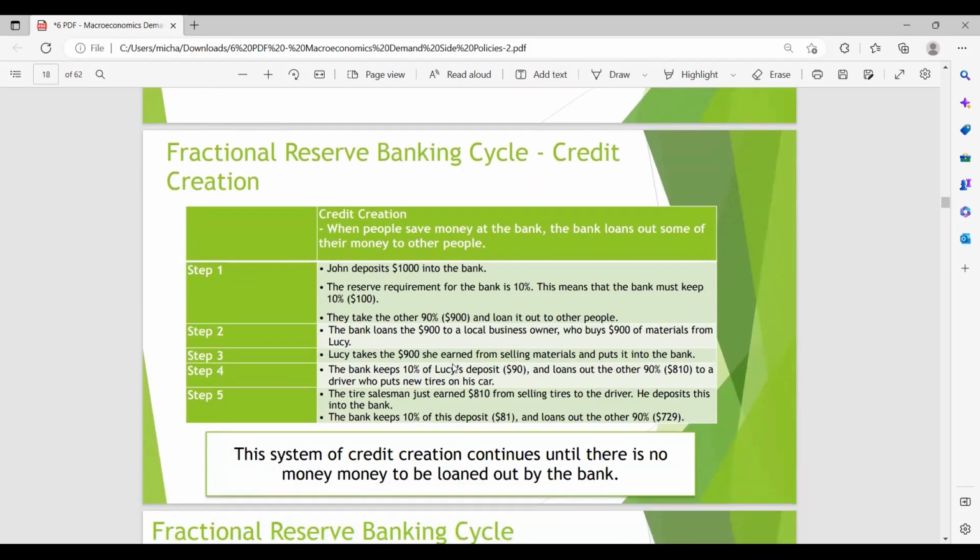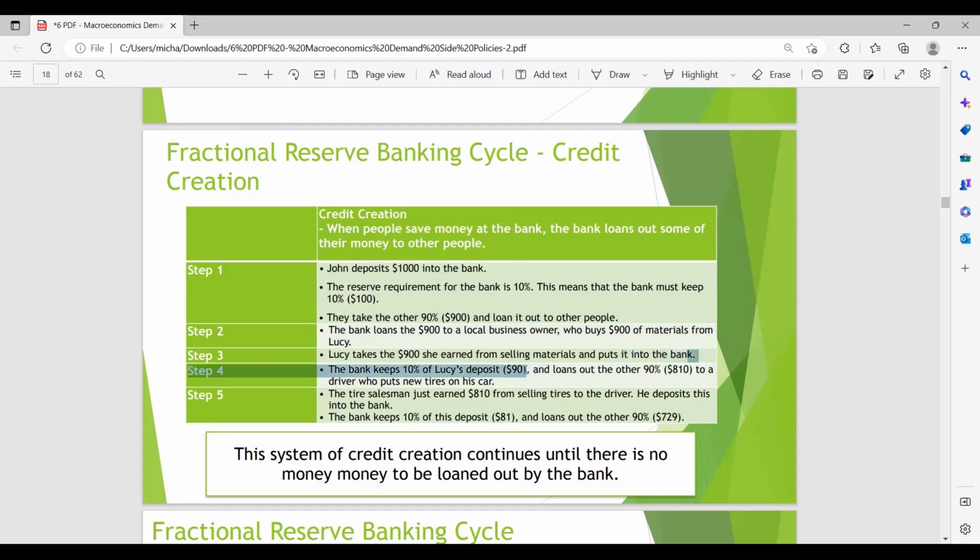So this is called fractional reserve banking. Through loaning out money to other people, they create money. Let's say John deposits $1,000 into the bank. 10% of it has to be held in reserves. So $100 is kept at the bank, and the other $900 is loaned out to other people. The bank loans $900 to a local business owner.